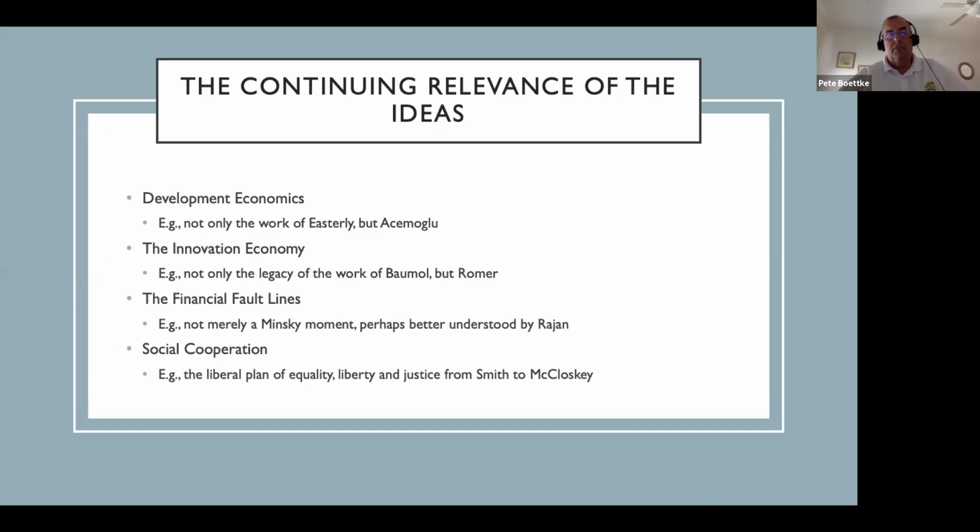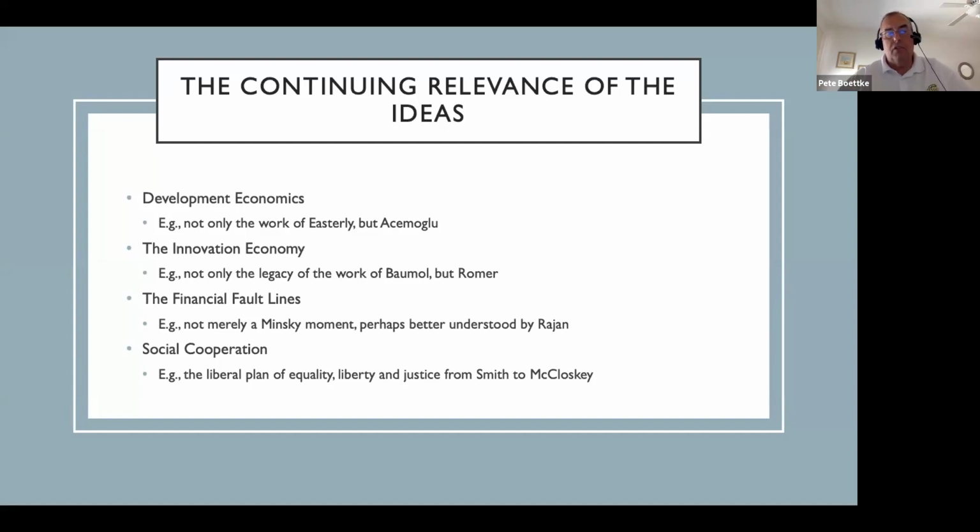The innovation economy, so not only the legacy of the work of Bill Baumol on innovation and the free market innovation machine, as Baumol refers to it, but also Paul Romer and the notion of creativity within markets and how we understand the nature of creativity in markets. Obviously, the financial fault lines that we notice from the global financial crisis. But it's not merely the Minsky moment. It's better understood by Raghu Rajan, who is a professor at Chicago, was the head of the Indian Central Bank, and was a lead economist at the IMF. There are wedge opportunities for the interactions of the Austrians with Rajan. All these authors recognize these different connections to a greater or lesser extent, but also how we marshal those in. And there are great opportunities.